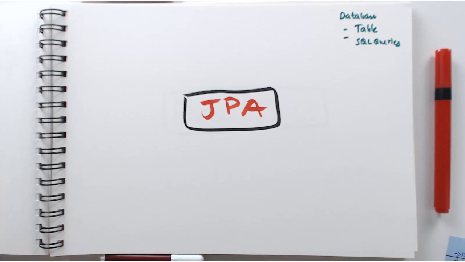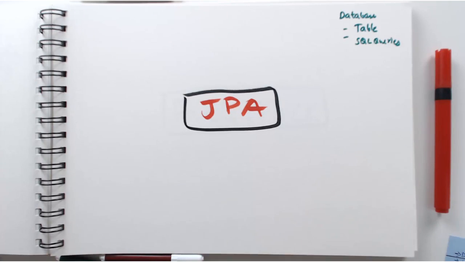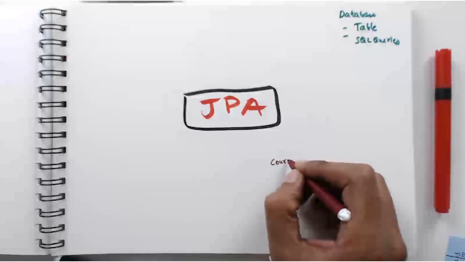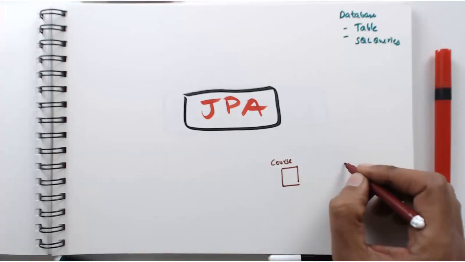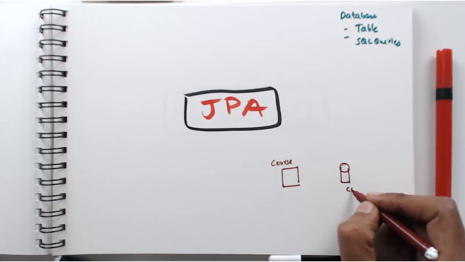The other things that you would want to learn are for when you want to build a Java application talking to a database. So what does a Java application contain? A Java application typically contains class files. So you have, let's say, a course.java file, and in the database, let's say I have a course table.